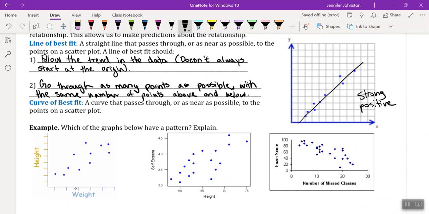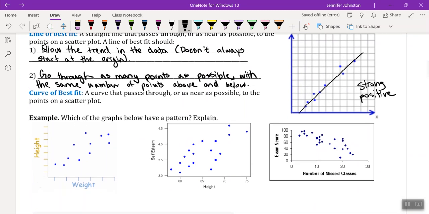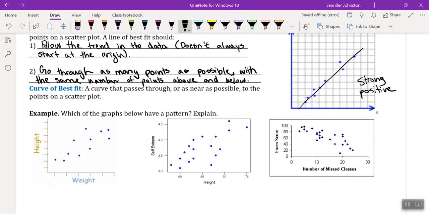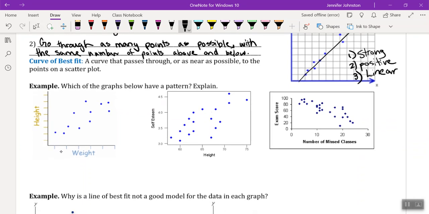We can see here again, it's a line, and now we're going to look at some of these graphs below here. Which of the graphs below have a pattern? Explain. Let's see if we can state if it's positive, strong, and then today we're also going to add in one more word. We're going to say if it's linear or nonlinear. So there should be 3 words we talk about when we talk about our scatter plots.